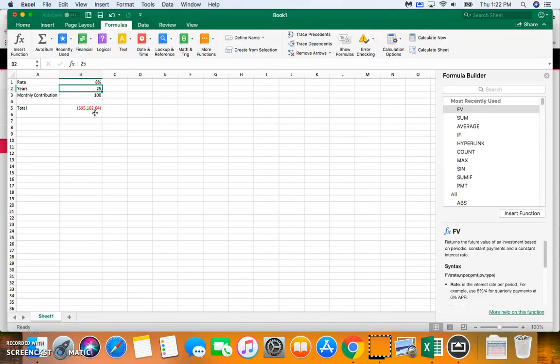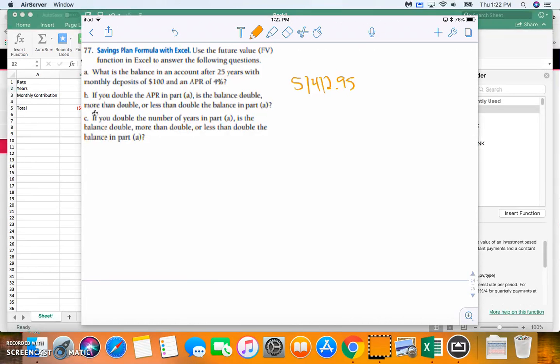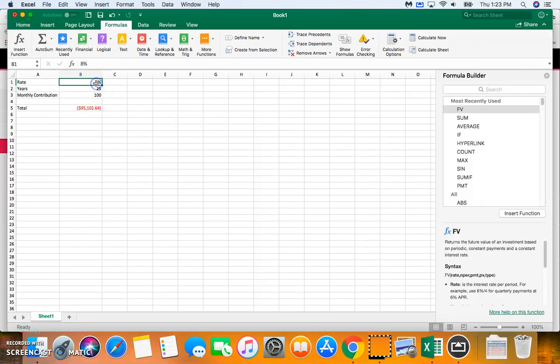So I should probably write some of this down, and I should also show you what I'm writing. That's what we got on part A. Part B, we got 95,102.64. So we didn't quite double. So we're less than double. Even though we doubled the APR, we didn't double our balance after 25 years. But now I'm going to change it back to 4%.